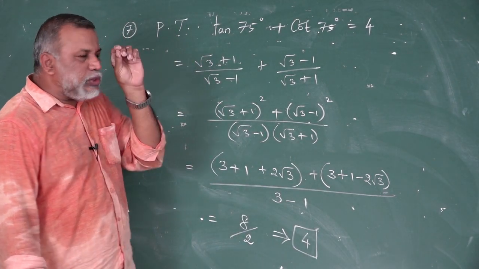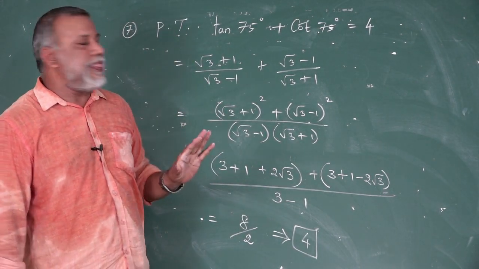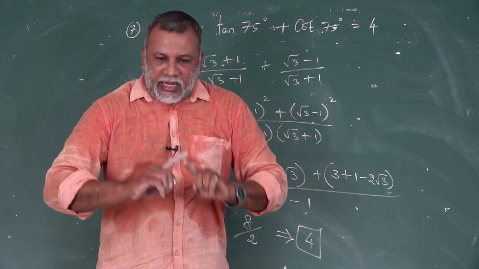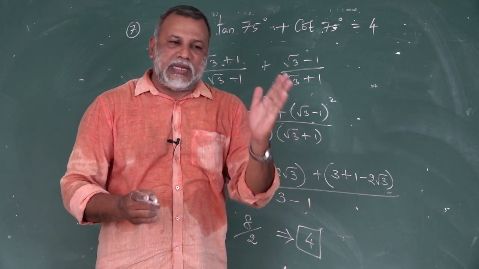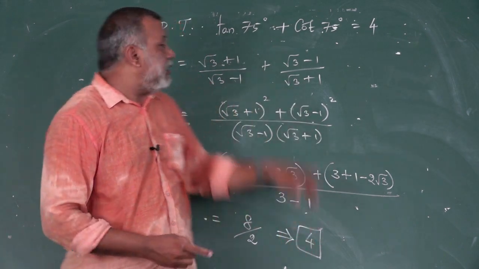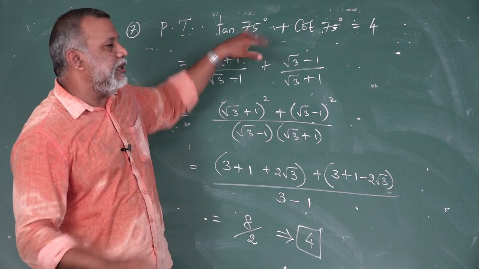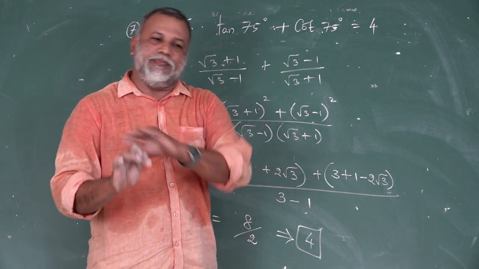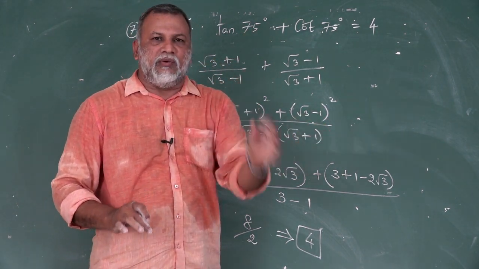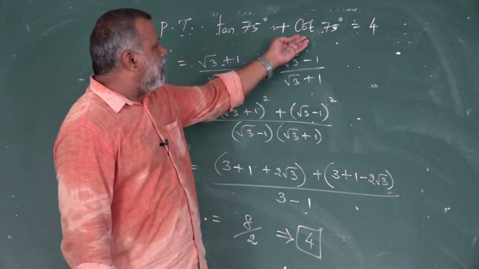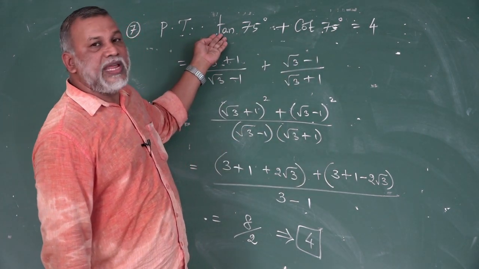So just use your simple ideas. Tan 75 can be split in the form of tan of (a plus b), so tan of (45 plus 30). That is the only logic. Use the tan of (a plus b) idea, substitute the known values, then simplify it. After that, cot 75 is the reciprocal of tan 75.